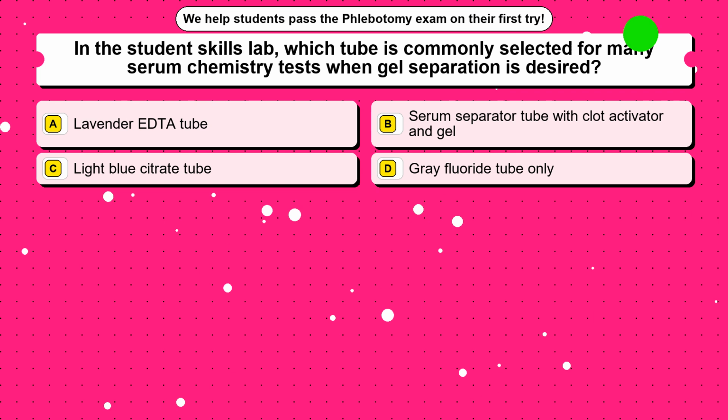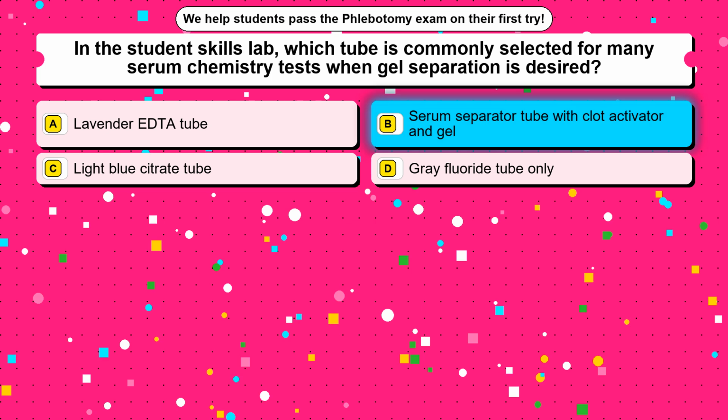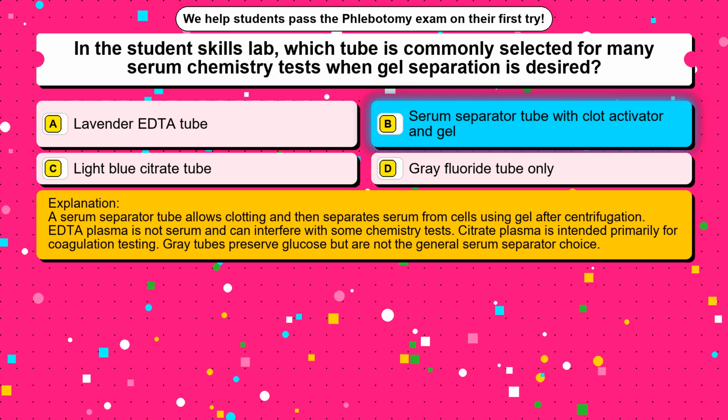Question 58. In the Student Skills Lab, which tube is commonly selected for many serum chemistry tests when gel separation is desired? Option A, lavender EDTA tube. Option B, serum separator tube with clot activator and gel. Option C, light blue citrate tube. Option D, gray fluoride tube only. The correct answer is option B. Serum separator tube with clot activator and gel. A serum separator tube allows clotting and then separates serum from cells using gel after centrifugation.